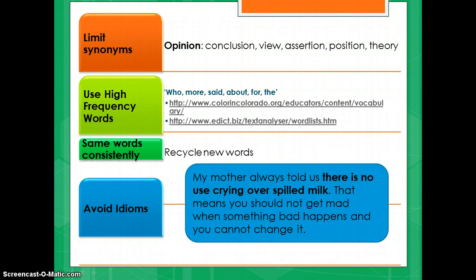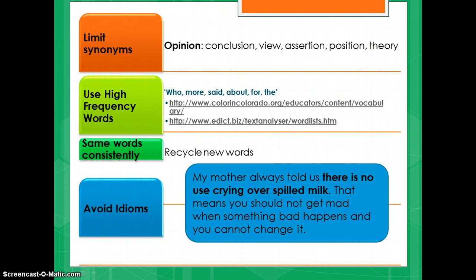And then another tip is to avoid idioms. Here is an example. My mother always told us there is no use crying over spilt milk. Have you ever been in a second language situation where people have used an idiom and you have absolutely no idea what they're talking about? The meaning just completely is opaque for you.